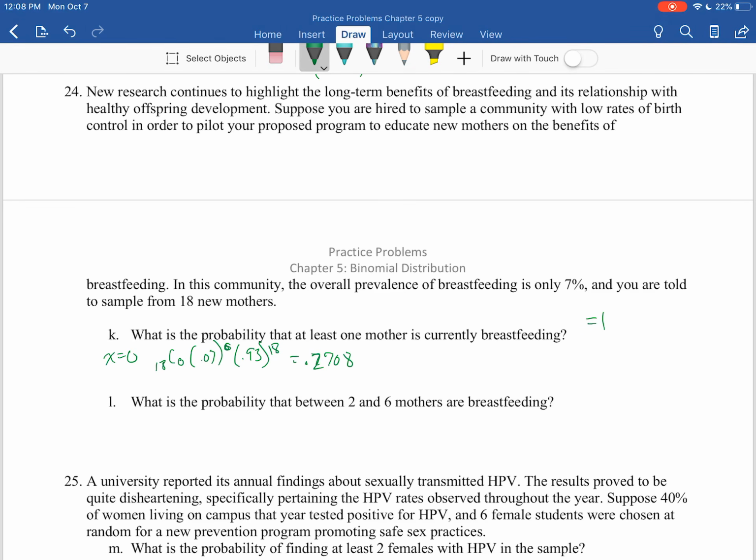But we want to know the probability of at least 1. So regardless if we get 3 or 7, as long as it's 1 or greater, we'll have satisfied at least one mother. So now we're going to find the complement of this event, which is the probability of this event not happening, the probability of 0 mothers happening, which would be 1 or more. Take 1 minus 0.2708, and we get 0.7292, or there's a 72.92% chance of finding at least one mother.